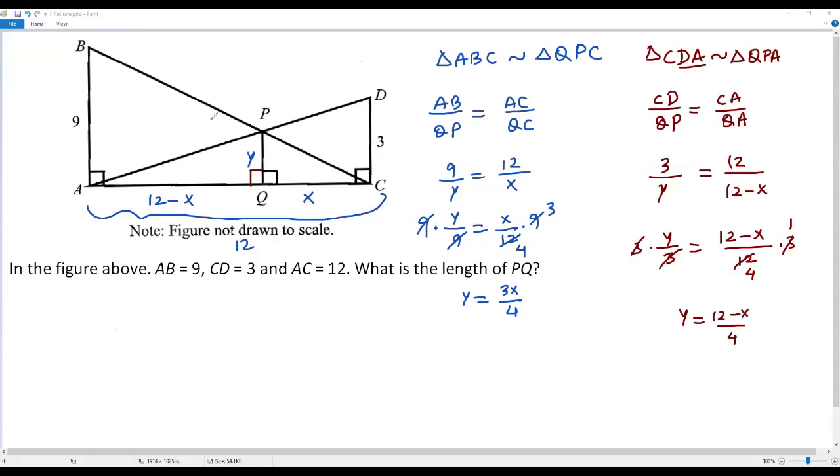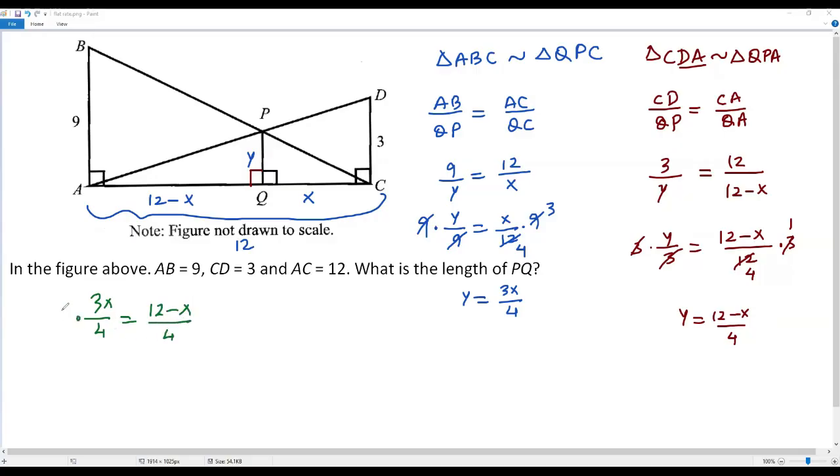Okay, here I got the value of y in two ways. So using triangle ABC and triangle QPC as similar triangles, and triangle CDA and triangle QPA as similar triangles. Okay, anyways, this 3x over 4 and this 12 negative x over 4, both of them are values of y. Since both of them are values of y, we can equate them and solve for x. So that is 3x over 4 equals 12 negative x over 4.